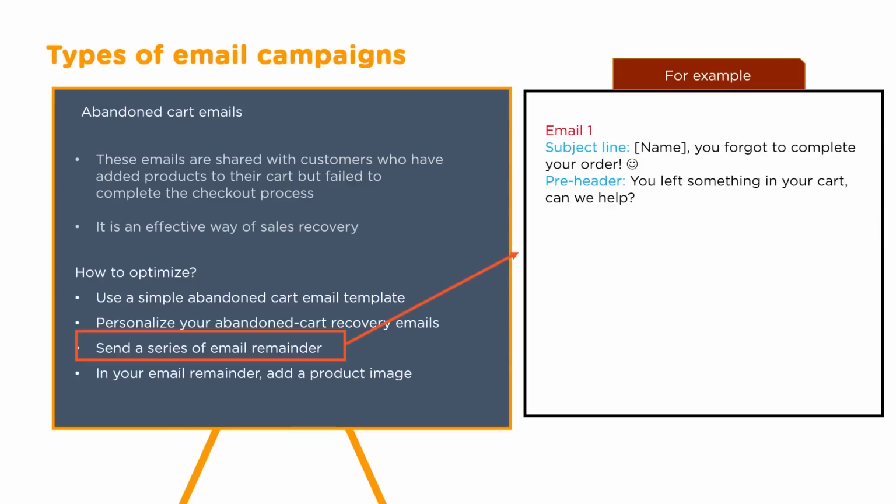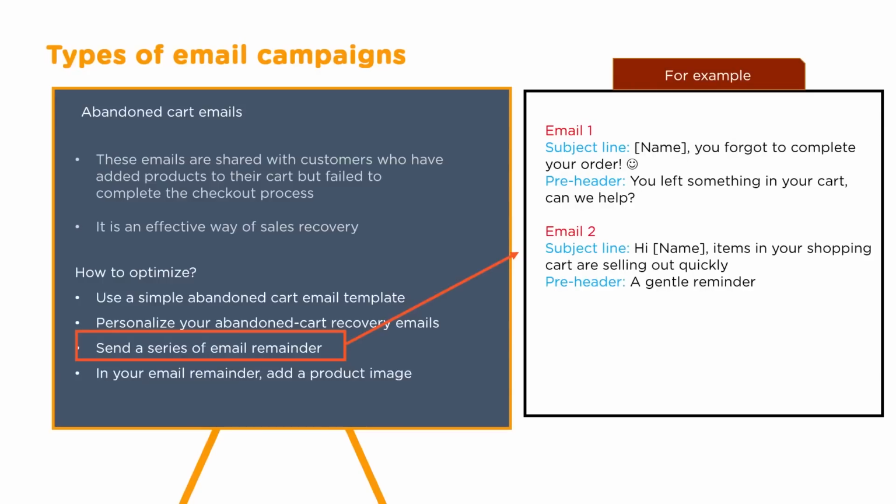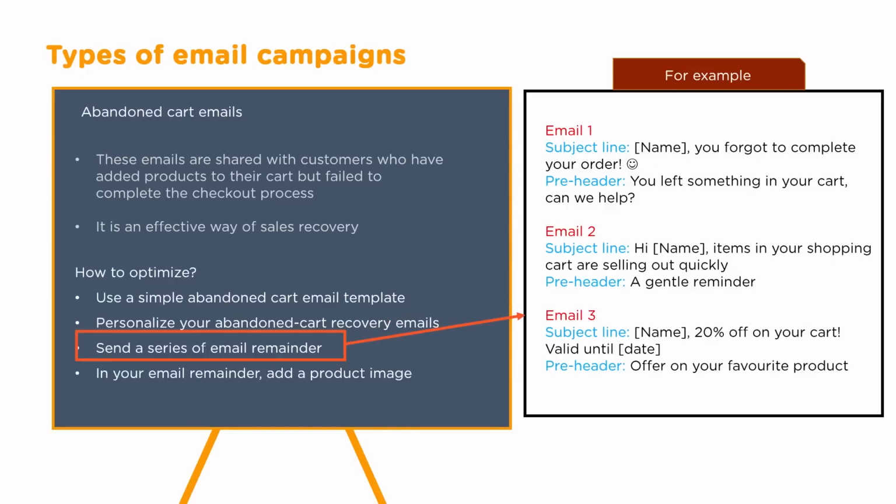So for example, you want to personalize it. Email 1: Hey, you forgot to complete your order. You left something in your cart. Can we help? Email 2: Hi there, so-and-so. Items in your shopping cart are selling out quickly. It's a gentle reminder. So it comes across a little bit different here. Email 3: Hey, so-and-so, 20% off on your cart, valid until so-and-so. Offer on your favorite product.